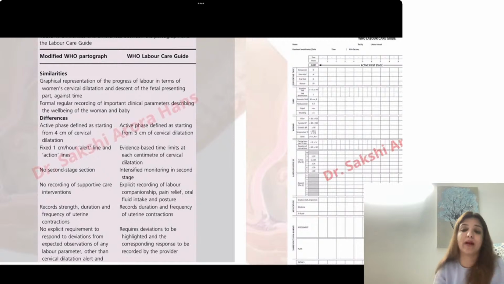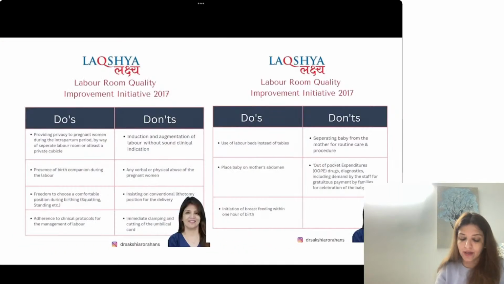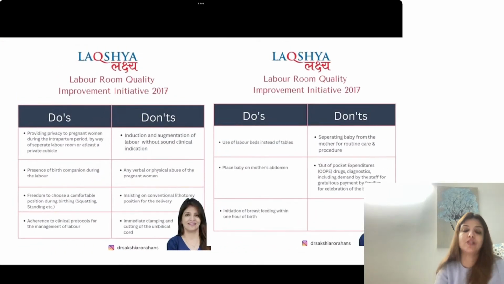All this is there on my Instagram handle also. If you want, you can go through them again from there. Right? Then Lakshya, that is Labor Room Quality Improvement Initiative, which came in 2017. Some important do's and don'ts related to Lakshya, again I have given them on my Instagram handle, or you can take a screenshot, and this is again very important, and this is an update which you should be aware of.